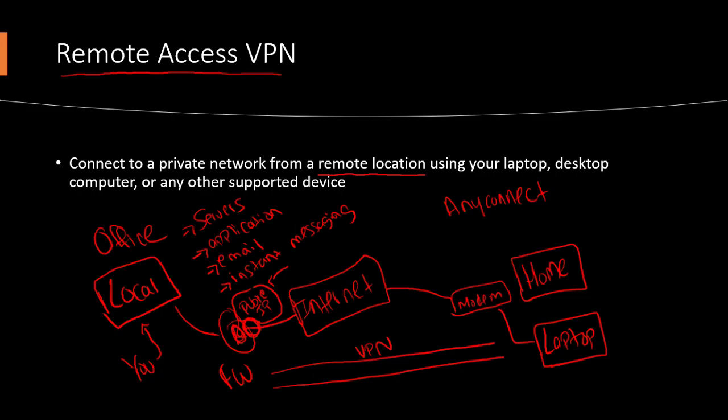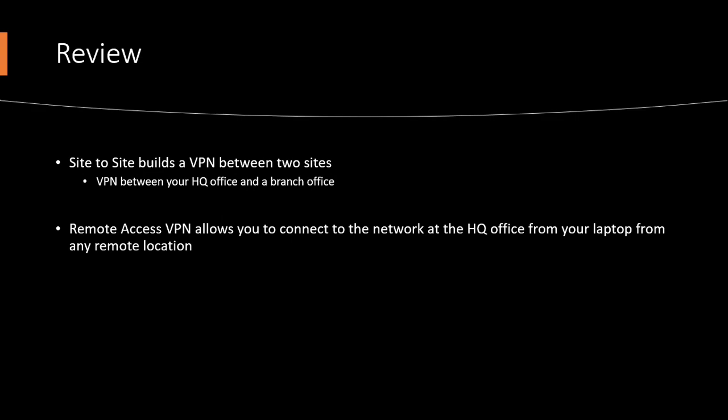So let's just do a quick review of what I just went over. We first went over a site-to-site VPN, which builds a VPN between two sites. So you have a headquarters office and a branch office. If John was in your branch office and he's trying to get to Bob or some other resource at the headquarters office, all you're going to do is build this VPN between the headquarters office and the branch office. Now John can talk to Bob, or he can get to any other resource at the headquarters office. So this is just a VPN connection between two sites.